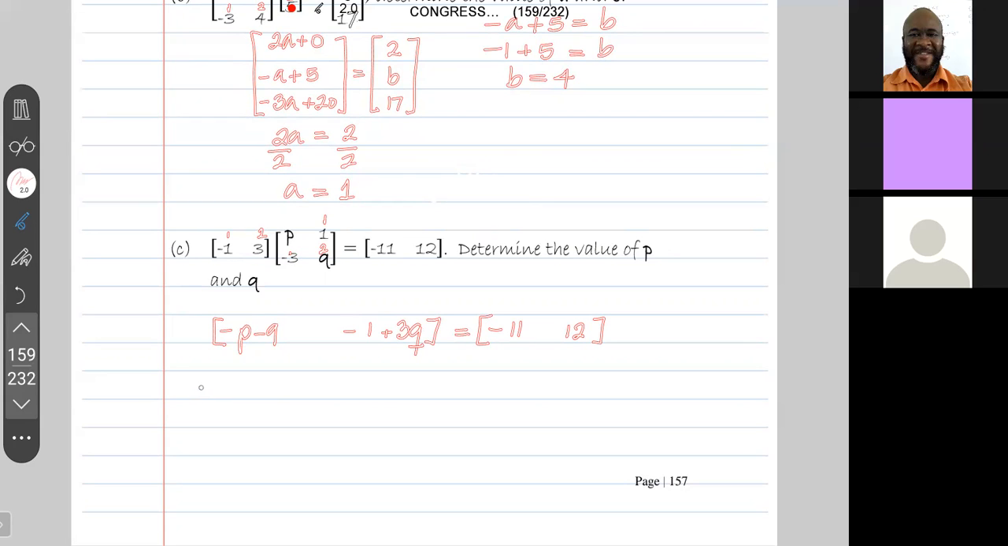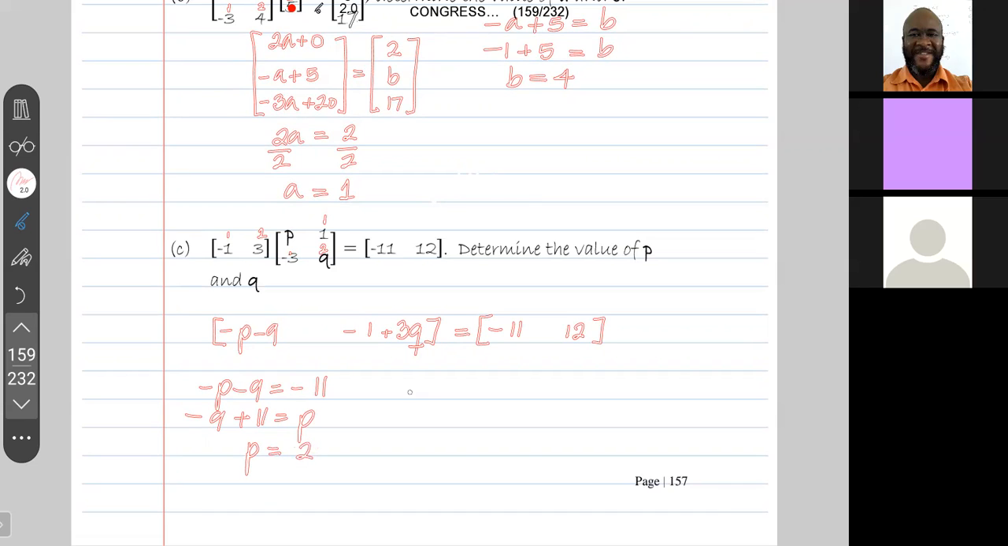So that means that minus P minus 9 is equal to minus 11. So the left element on the left is equal to the left element on the right. So let's take my P over to the right. We have minus 9 plus 11 is equal to P. And so P is equal to 2.